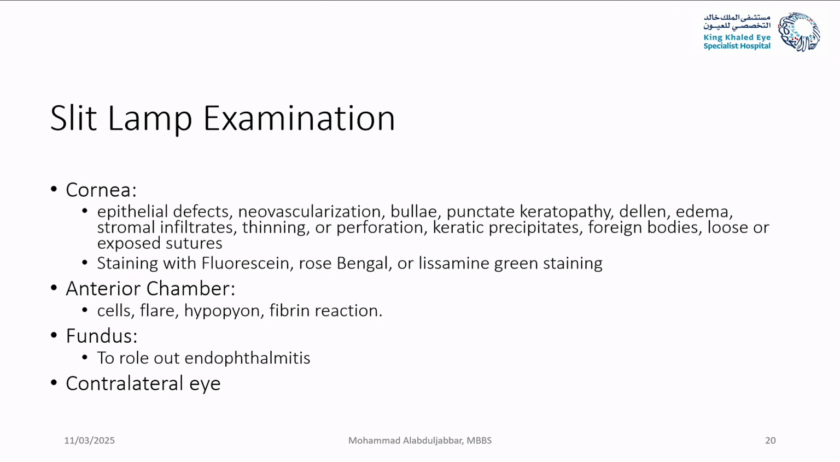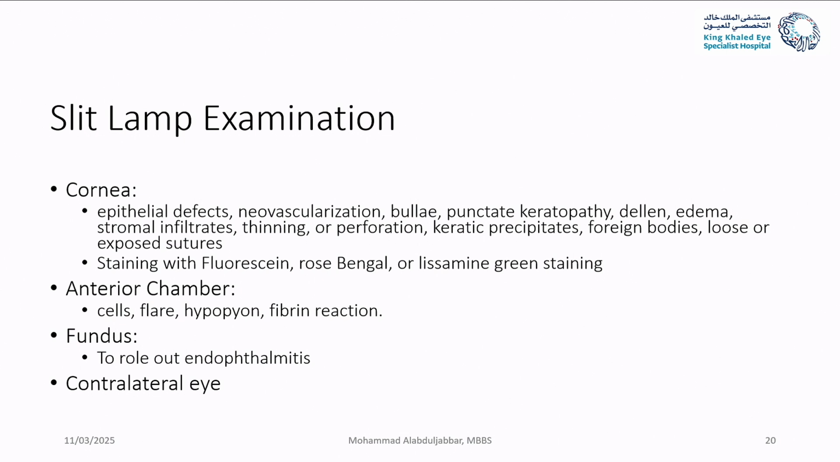So in the cornea, you will comment on the epithelial defect for sure, which is the main sign of the infection. If there is any neovascularization, any corneal edema or bullae, any punctate keratopathy, any Descemet folds, then after that you will go to the infiltrate. Regarding the infiltrate, whether it is associated with thinning or perforation, any keratic precipitates, any foreign body in the cornea, any suture, whether it is loose or exposed. Then the AC reaction, hypopyon, and after that you will check the fundus, and you will rule out endophthalmitis in general.